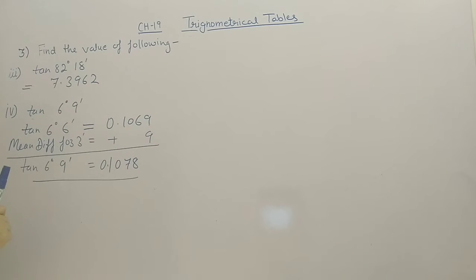Fourth one, tan 6 degree 9 minute. So first check the value for tan 6 degree 6 minute, 0.1069, and the difference is here 3 minute. So mean difference for 3 is 9. Do the addition of these two, 0.1078 is the answer.